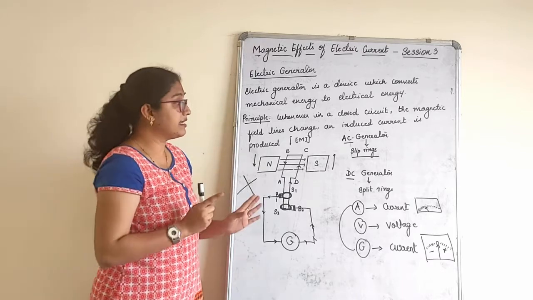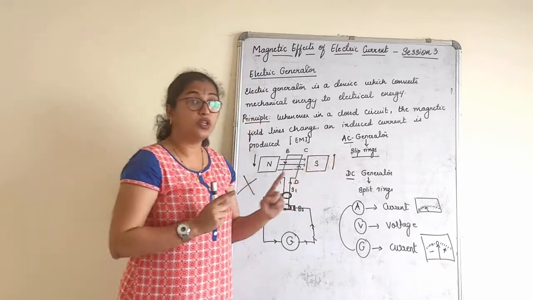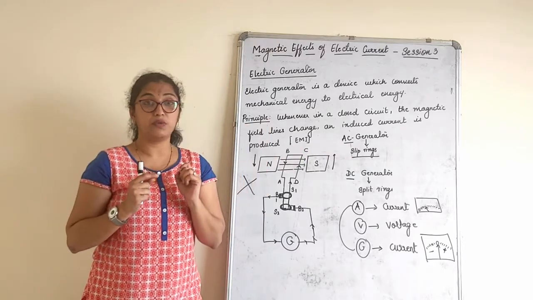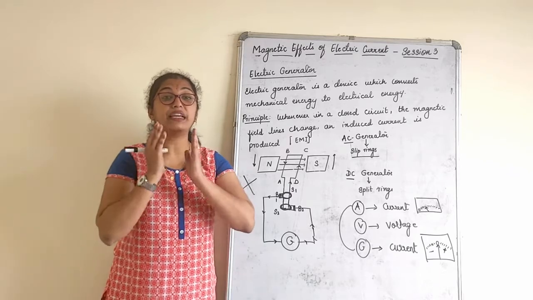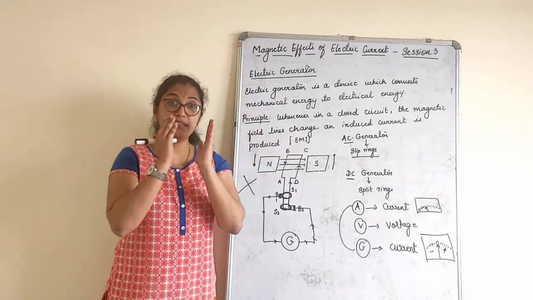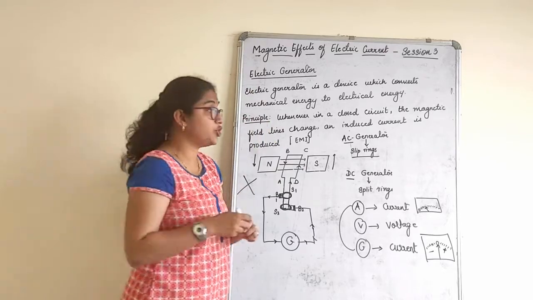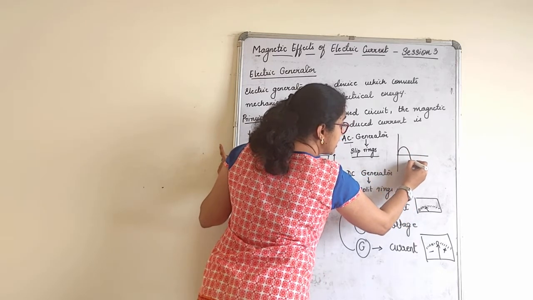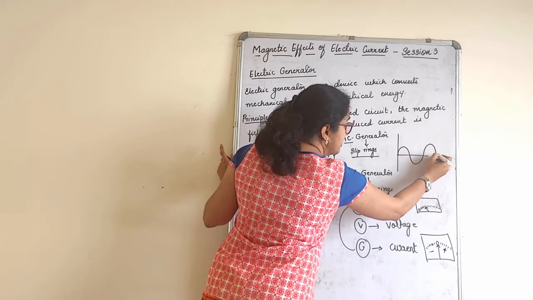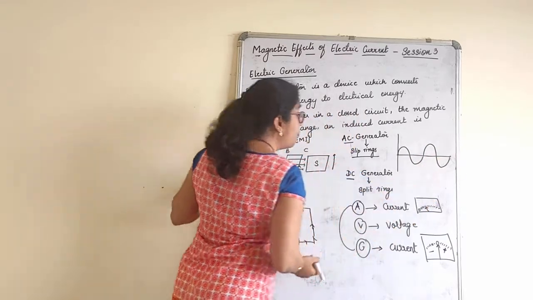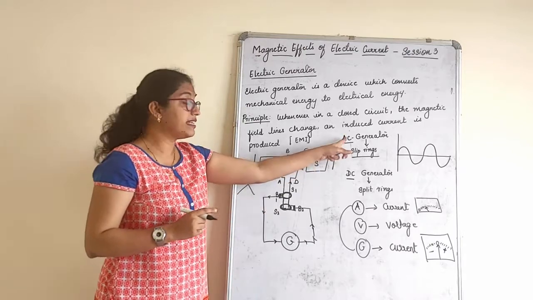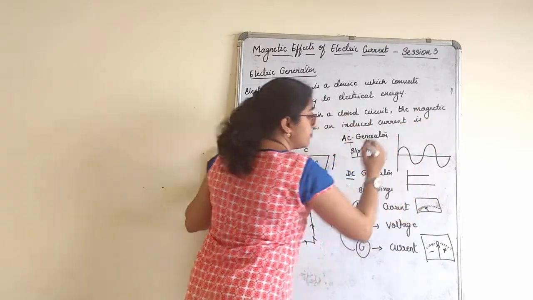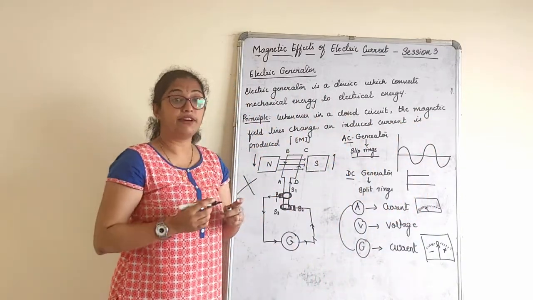But the only thing here is, in an AC generator, we talk about alternating current. Alternating means what? Current is reversing at every half cycle. At one cycle this is the current, in the second half cycle the current changes. Something like this it goes. In one cycle the current is this, in the second cycle the current is this. But when we talk about a DC generator, AC is alternating, DC is direct. Current is constant, it moves only in one direction.